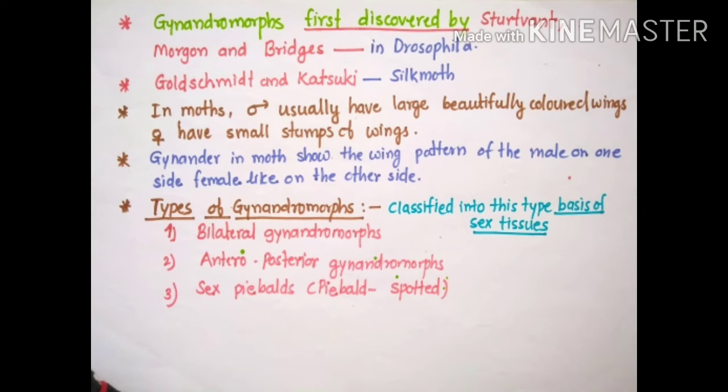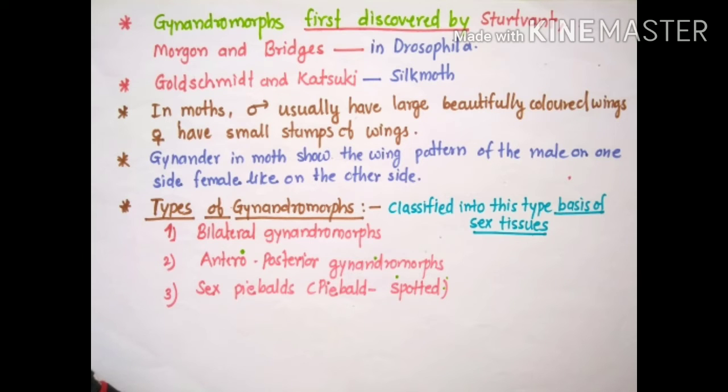There are three types of Gynandromorphs. Such Gynandromorphs can be classified into the following types on the basis of the sex tissue the gynander has. First one is bilateral Gynandromorph. Second one, anterior-posterior Gynandromorph. And third one is sex piebalds. Here piebald means spotted structure. So these are the three types which are based on the sex tissue formation.